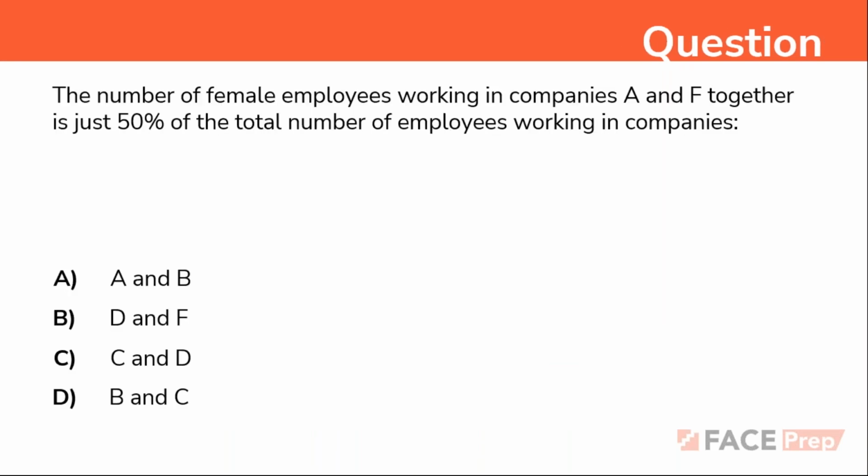Here is the last question. Now you can solve this and tell me what will be the answer. The number of female employees working in companies A and F together is just 50% of the total number of employees working in companies. So first I need to find the number of female employees working in companies A and F. So I'll get a total amount, right? Again, I can go with the options. I can take the total of employees in the option pairs and check which one has 50% total employees.